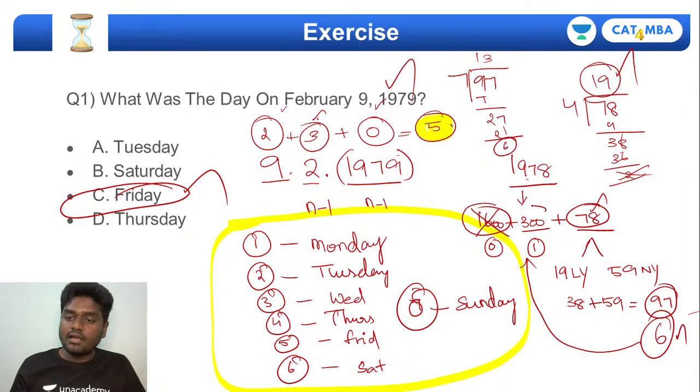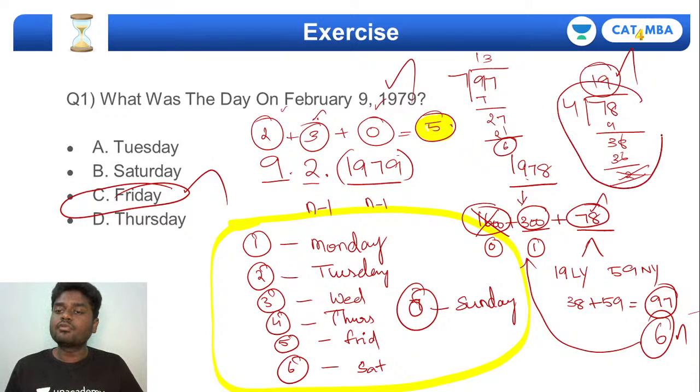Then 300 years will have 1 odd day. So if I want to find for 78 years, first of all, I need to see how many leap years there are in the 78 years and how many normal years. So what I simply do, I divide 78 by 4. Why by 4? If you divide this by 4, you'll be getting the quotient to be 19.